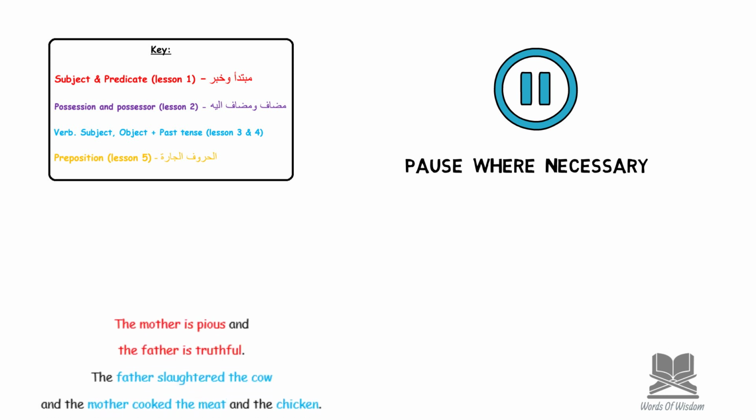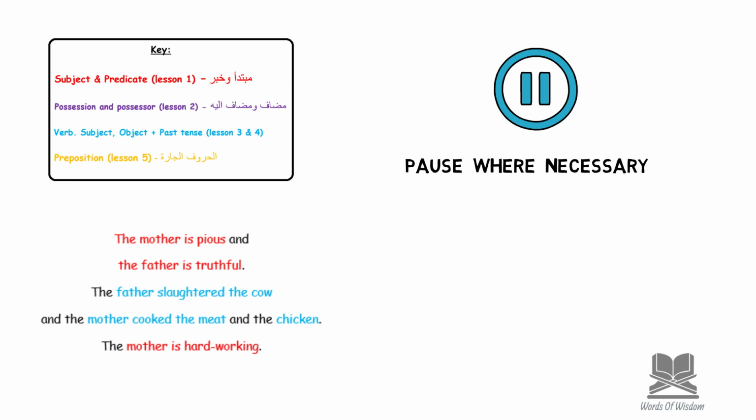Okay, passage number 1 reads, "The mother is pious and the father is truthful. The father slaughtered the cow and the mother cooked the meat and the chicken. The mother is hard-working." Now, let's take a look at the first part.